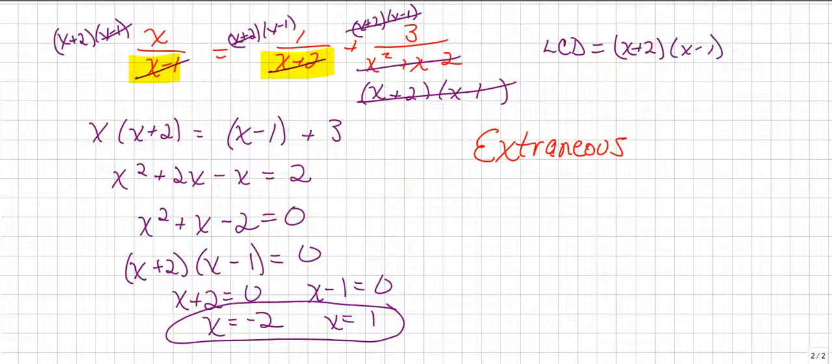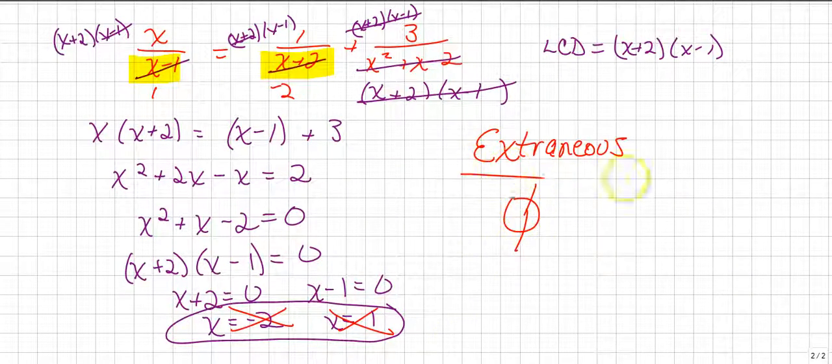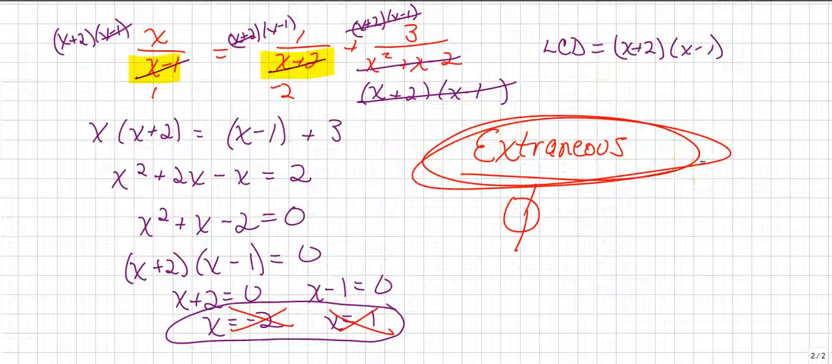Well, if x equals 1, that would be undefined, and if x equaled negative 2, that would be undefined. But, oh my gosh, those are the solutions I got to this problem. So neither one of those solutions will work, which means the final solution to this equation is the empty set. No solution. So again, watch out for those extraneous solutions. They'll catch you off guard sometimes if you're not watching out for them.